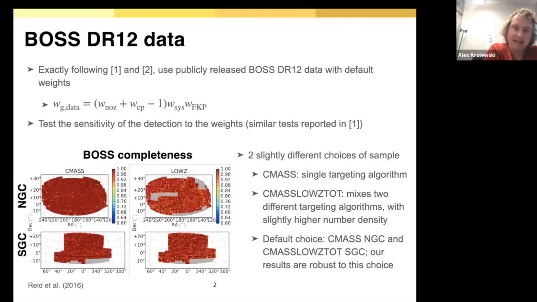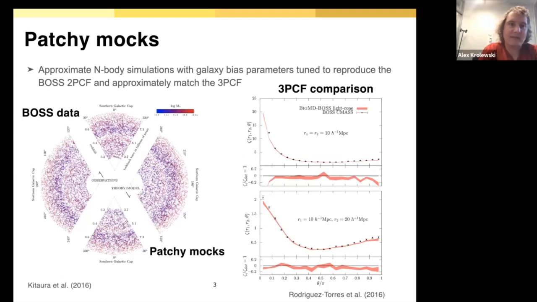There's a small technical detail about exactly which sample we should use to study these galaxies. And basically, it boils down to whether we should select the galaxies by targeting algorithm or strictly by redshift range. But in the end, we find that our results are quite robust to this choice. We also need to compare the 4PCF from data to mocks. And to do this, we use the Patchy suite of mocks. These are approximate N-body simulations with some galaxy bias parameters that were tuned to reproduce the BOSS two-point function and approximately match the three-point function.